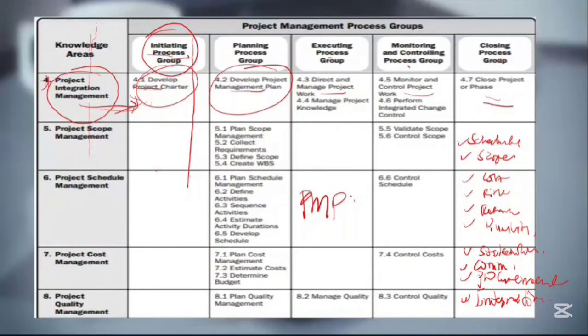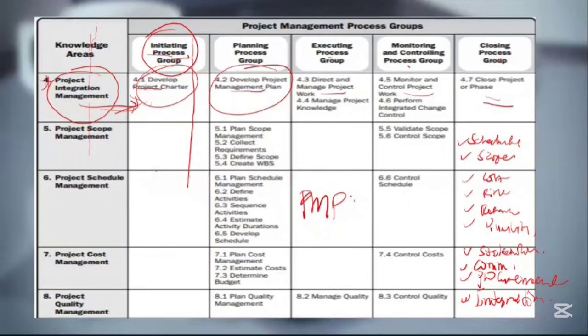And it will also talk about the development approach. How are we going to develop our deliverables? What approach are we going to use? Is it predictive? Is it iterative? Are we going to do it incrementally? We'll talk about this one more. All these will be stated in the plan.